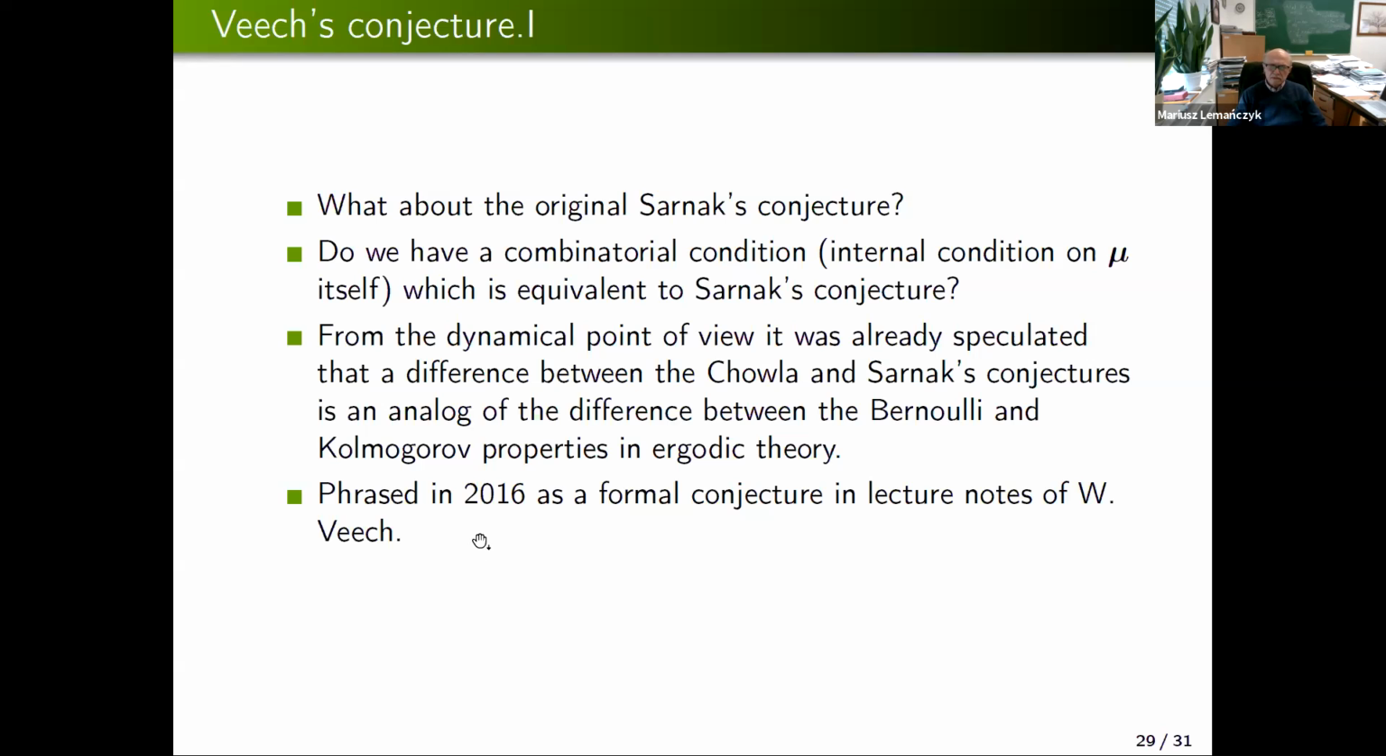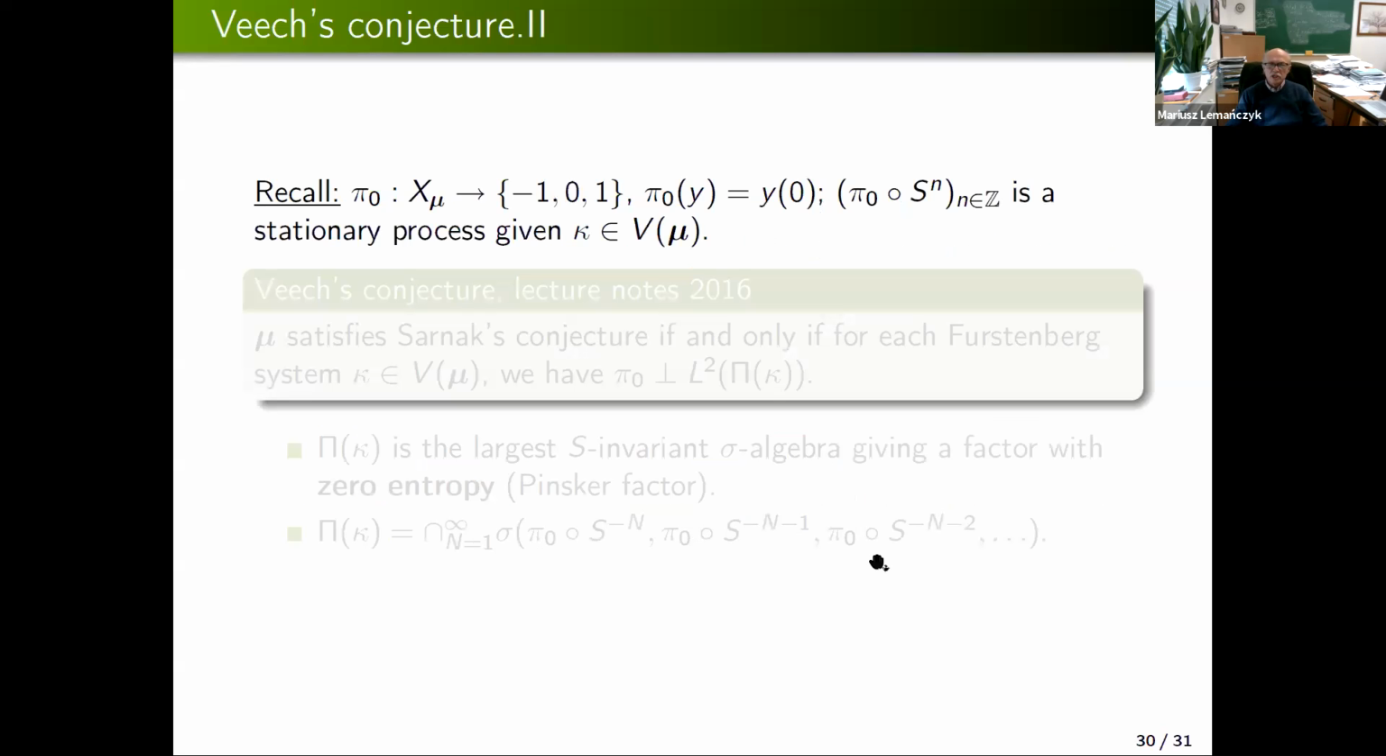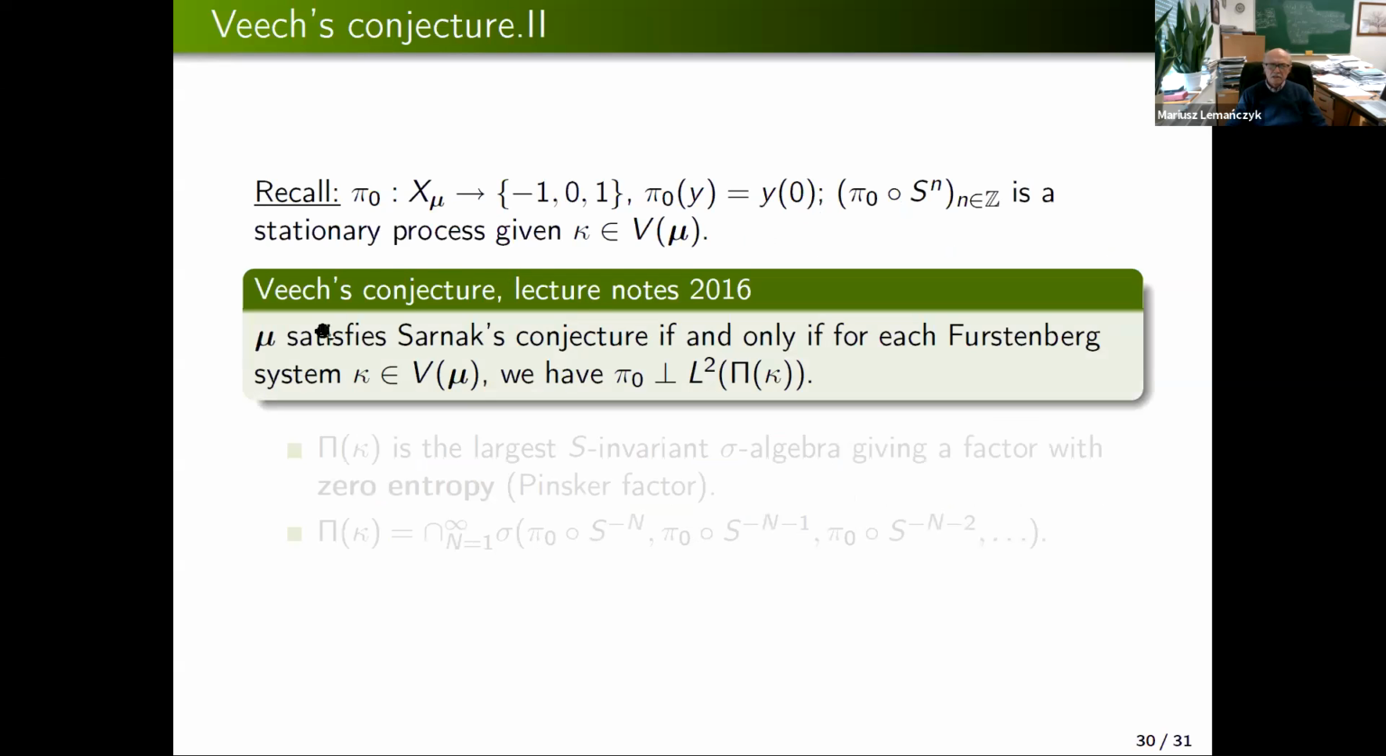Okay, so this was five years ago. It was formulated as a formal conjecture, written in lecture notes in 2016 by William Veech, and he said: mu satisfies Sarnak's conjecture if and only if for each Furstenberg system we have the function pi 0, which just looks at the value at the 0 position, so it sees either -1, 0 or 1, and this function should be orthogonal to the L2 space of the so-called Pinsker factor.